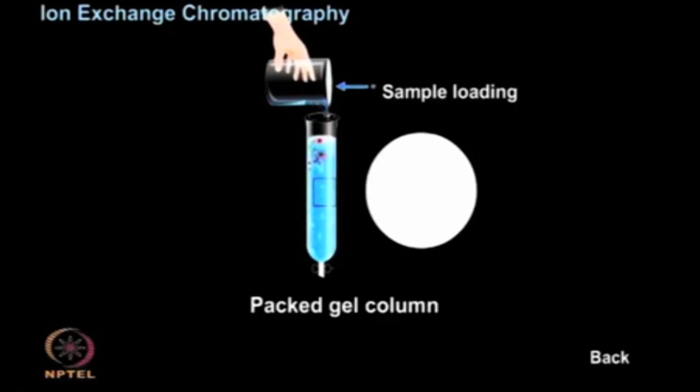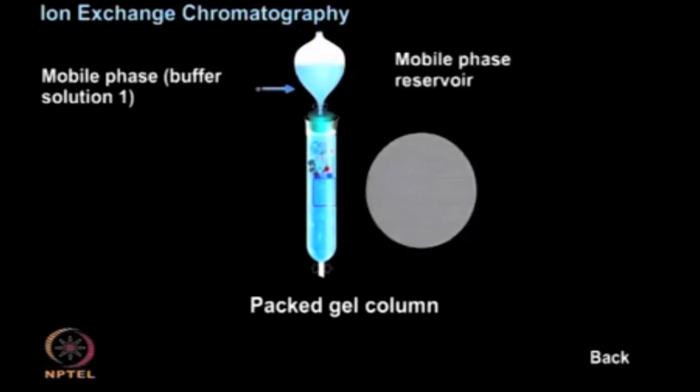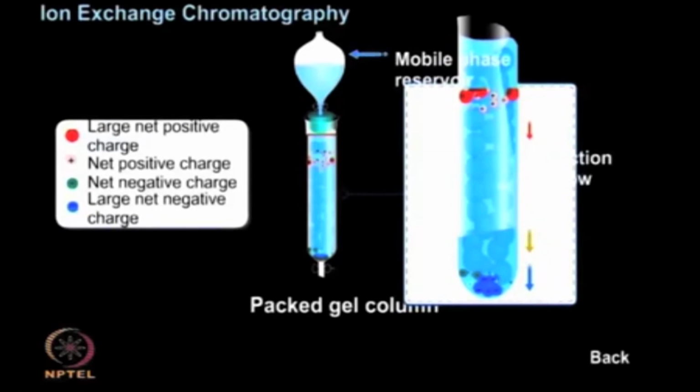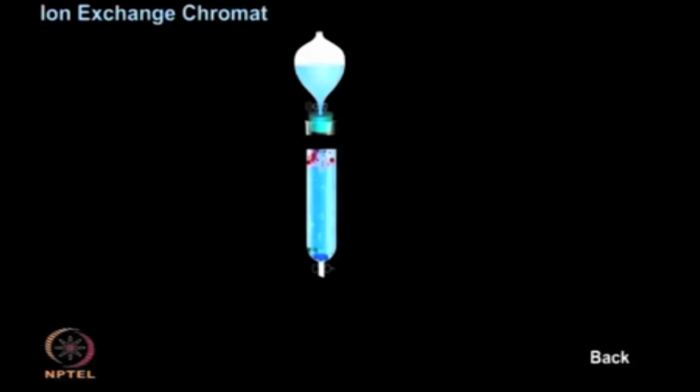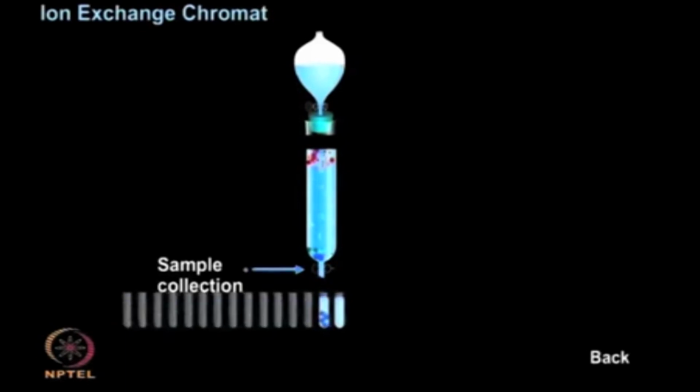The column is eluted with a buffered solution of suitable pH such that the negatively charged molecules are removed from the column, while the positively charged molecules remain bound to the anion exchange resin. The buffered solution is then changed such that the net charge of the protein of interest is modified and it no longer binds the ion exchange resin. Therefore, the bound protein also gets eluted out of the column in this manner.